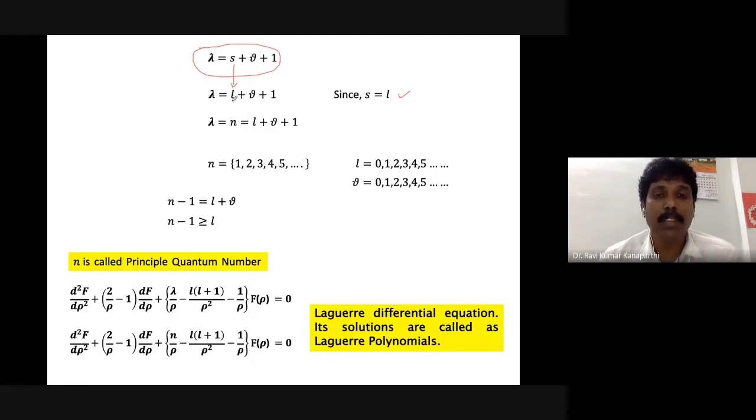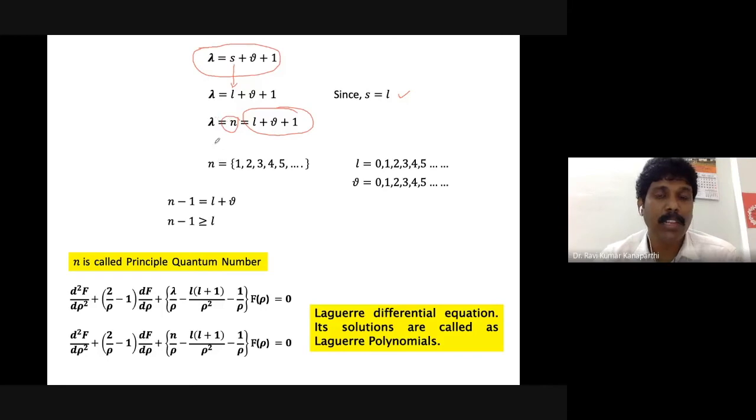L can vary. It's a constant. Of course, it's an integer 0, 1, 2, 3, 4, and so on. What is nu? Nu is also the same thing. The nu value can vary 0, 1, 2, 3, 4, and so on. So essentially, the summation of these three things is a constant. That constant, let me introduce as a new concept, that is n.